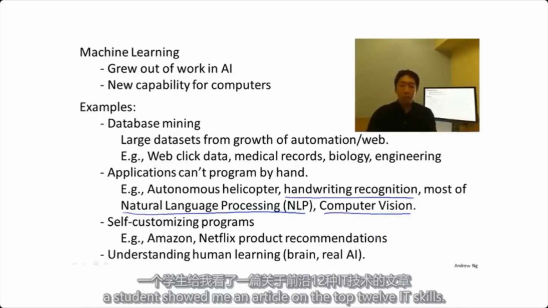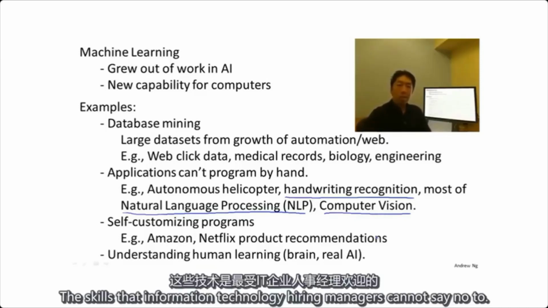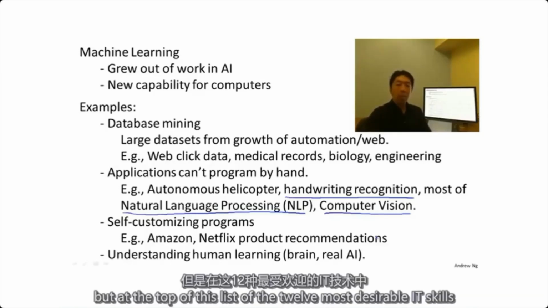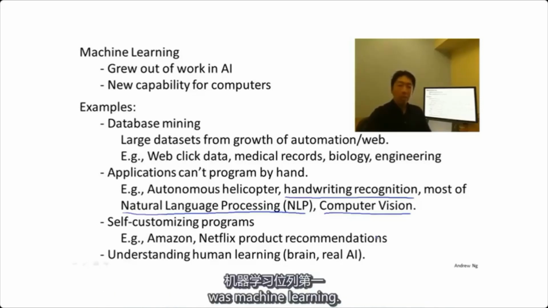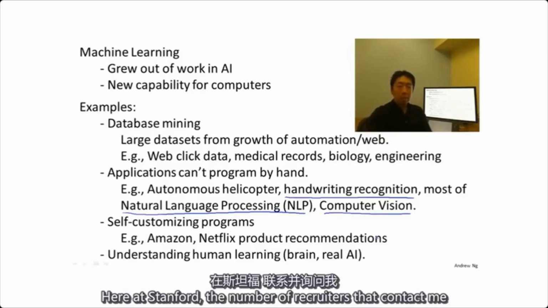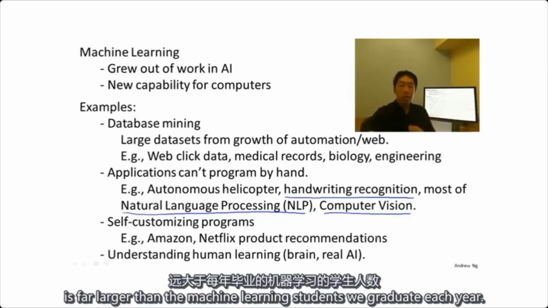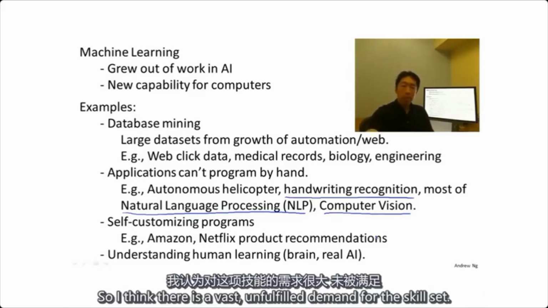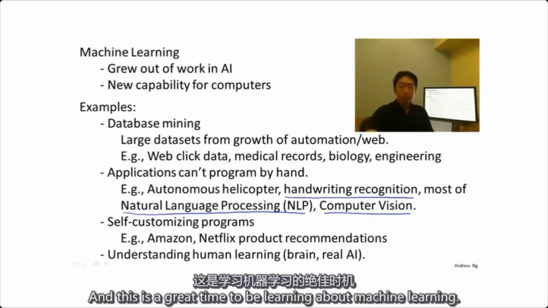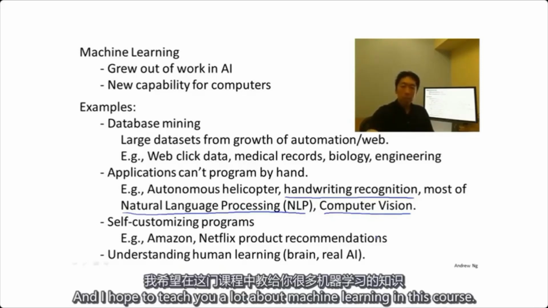A few months ago, a student showed me an article on the top 12 IT skills, the skills that information technology hiring managers cannot say no to. It was a slightly older article, but at the top of this list of the 12 most desirable IT skills was machine learning. Here at Stanford, the number of recruiters that contact me asking if I know any graduating machine learning students is far larger than the number of machine learning students we graduate each year. So I think there's a vast unfulfilled demand for this skill set. And this is a great time to be learning about machine learning, and I hope to teach you a lot about machine learning in this course.